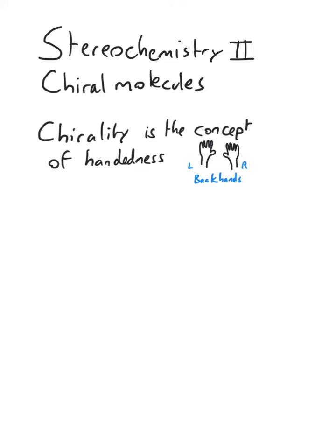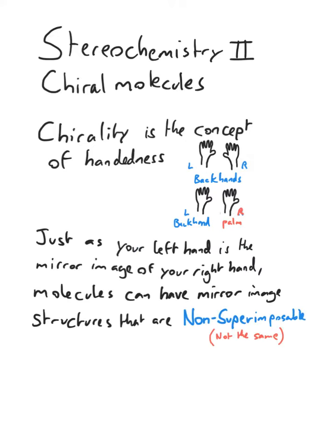When you try to put them on top of each other, they do not match completely. You'll always either have the knuckles on the wrong side or your palm on the wrong side. So they're not the same, hence we have a left hand and a right hand. Well, just as your left hand is the mirror image of your right hand, molecules can have mirror image structures that are non-superimposable. They are not the same.